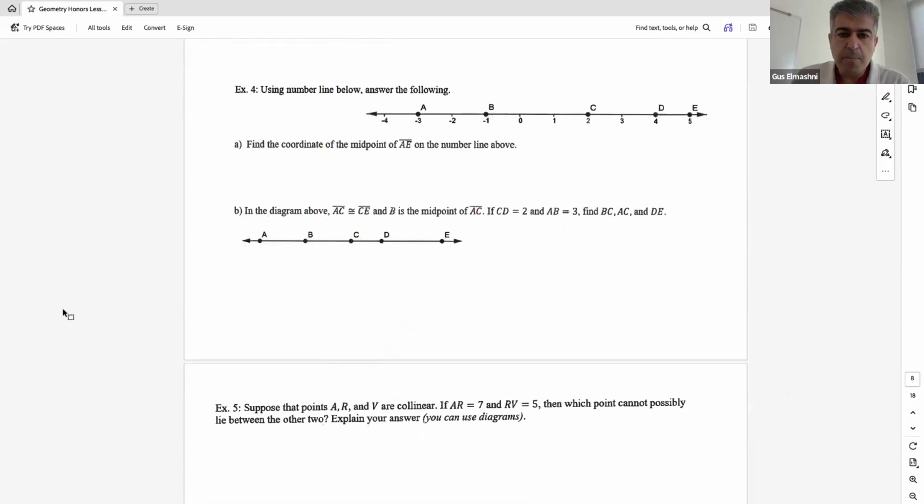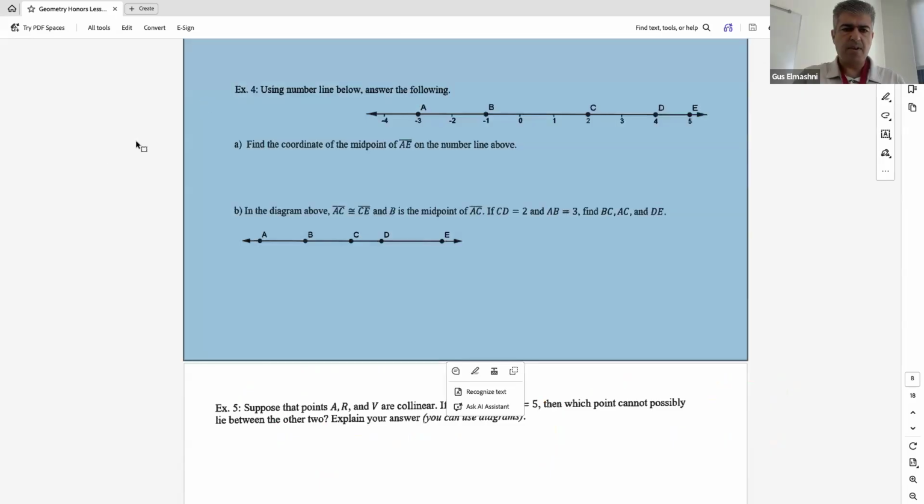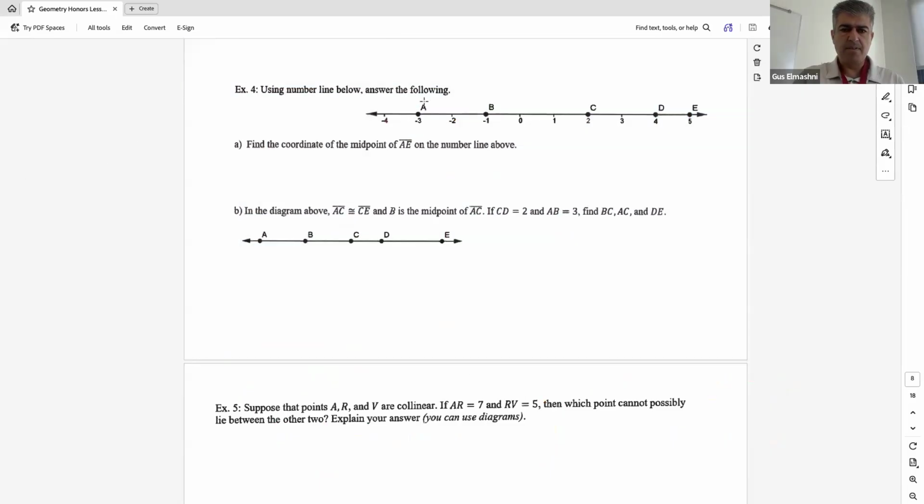Using the line below, answer the following questions. Find the midpoint of AE. Well, how long is AE? Eight. It's 8, right? Yeah. So the midpoint has to be 4, correct? Just halfway between.